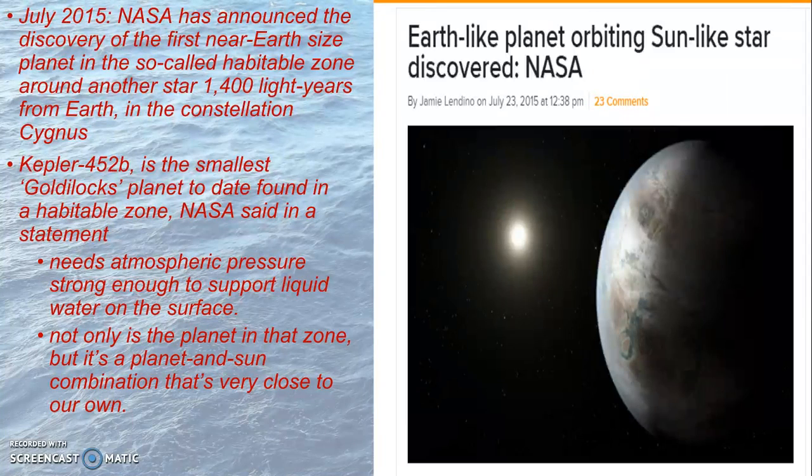In July of 2015, NASA announced the discovery of the first near Earth-sized planet in the so-called habitable zone around another star, 1,400 light years away from Earth in the constellation Cygnus. Kepler 452b is the smallest Goldilocks planet to date found in a habitable zone, and NASA said in a statement that it needs atmospheric pressure strong enough to support liquid water. And not only is the planet in that zone, but it's also a planet and sun combination just like ours. We've got our Earth and the sun, and this one has a planet and sun combination as well.